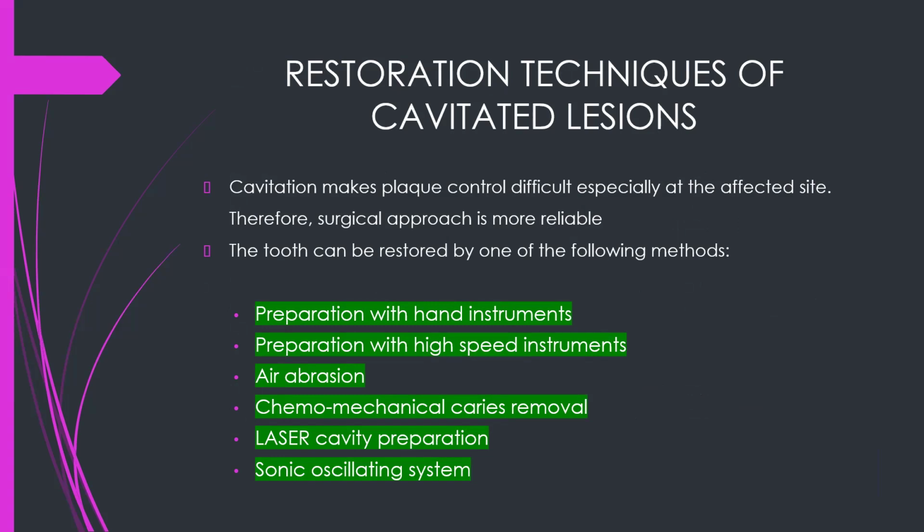So a minimal intervention concept involves as small a restorative preparation as possible. So here, why is the preparation necessary? Because in case of a cavitated lesion, even if you arrest the caries, it is not possible to maintain plaque control in this region. So you have to restore it. First, prepare a cavity with the surgical approach and restore it. So one of the methods is preparation with hand instruments, then high-speed instruments, air abrasion, chemomechanical caries removal, laser cavity preparation, and sonic oscillating systems.